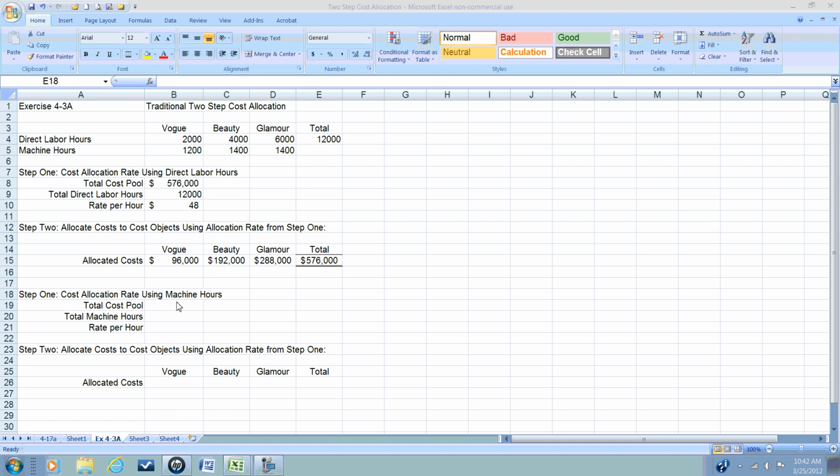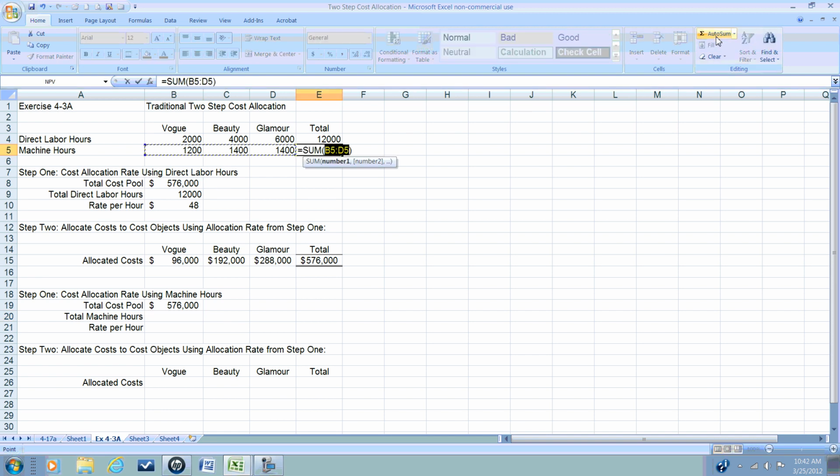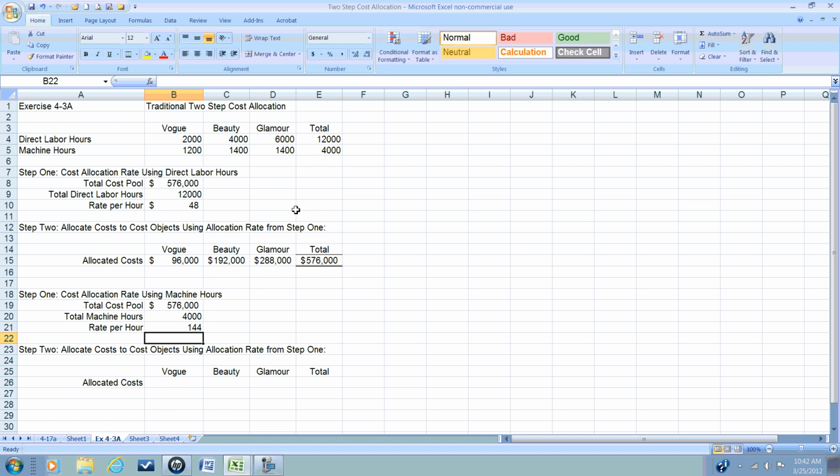So here we're going to do an alternative and we're going to use machine hours. So we have the same cost pool of $576,000. We're now going to total up our machine hours. So we have 4,000 total machine hours. And now we'll determine our rate per machine hour. Again, taking the cost and dividing it by the number of hours. And we have a rate of $144.